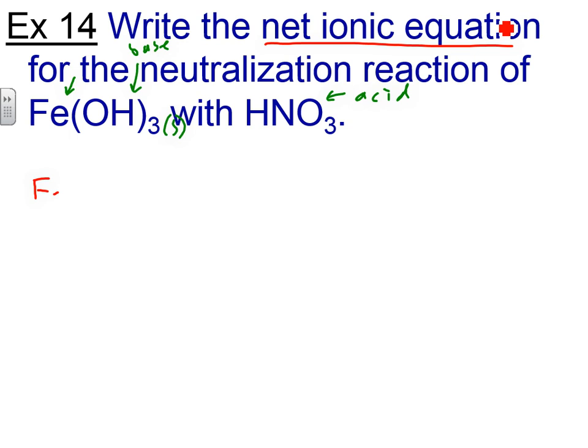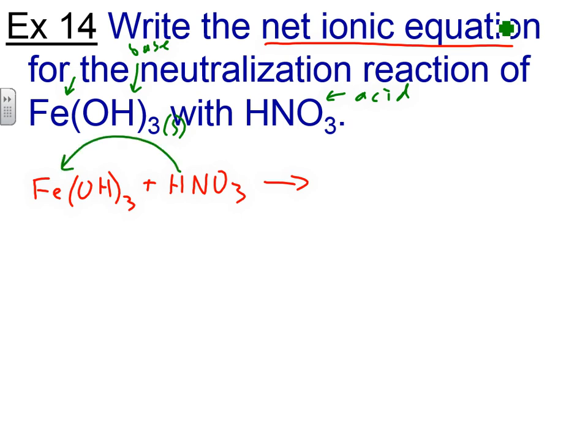By the way, this is iron 3 hydroxide. There are two types of iron, possibly iron 2 or iron 3. This is the 3 variety. So we have this with nitric acid. And we're simply going to do a double replacement reaction as we've done before. So in this case, as before, H replaces the iron, you get HOH.